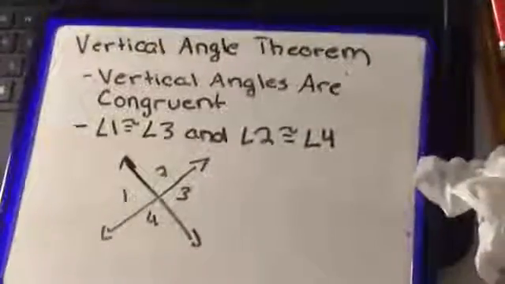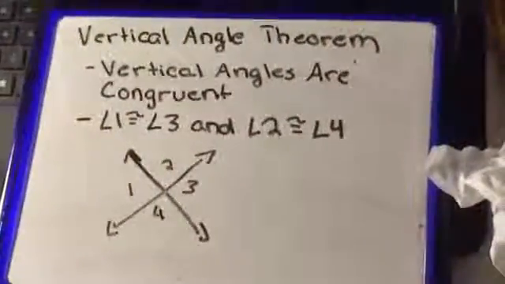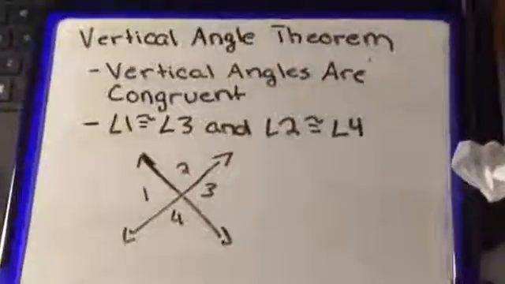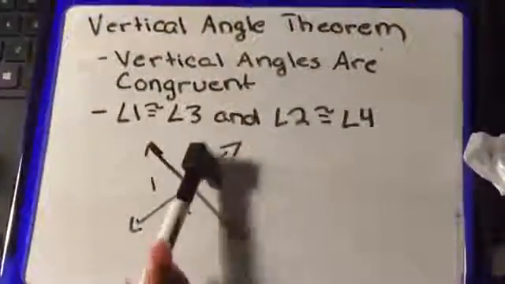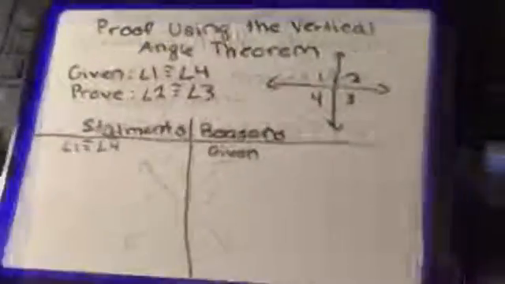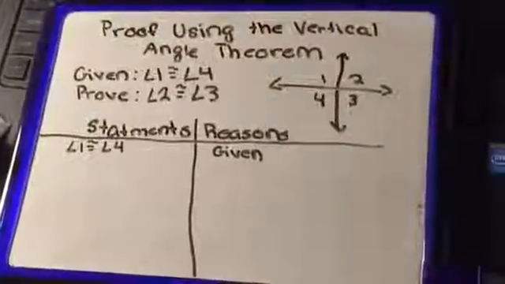Now we're going to talk about the vertical angles theorem. The vertical angles theorem says that vertical angles are congruent. For example, angle 1 is congruent to angle 3, and angle 2 is congruent to angle 4. Now we're going to try a proof using the vertical angles theorem.